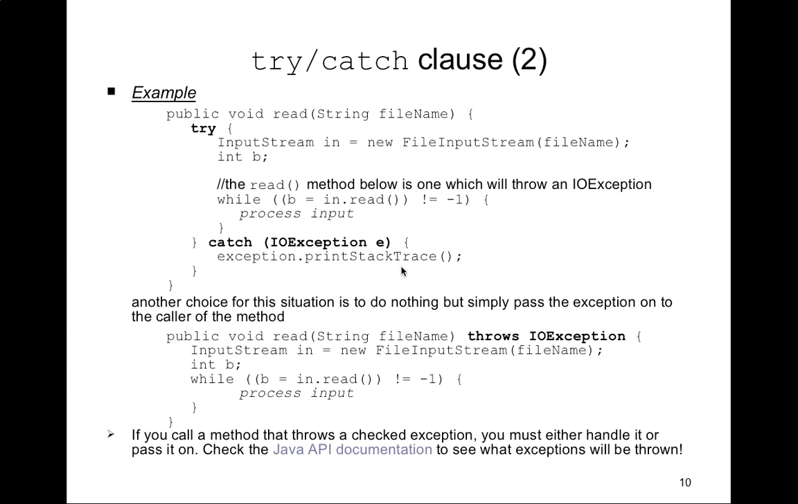So another choice for this particular situation, and this is the C++ kind of way of doing it, is putting the try in here, putting some code that's going to fail. This code's going to fail, it's going to catch this exception, and from this exception object we're going to print out the stack trace. Another choice is to do nothing, but simply pass the exception on to the caller of the method. So send it back to the method that called it. You're going to send it to the outer instead of dealing with it from the inner perspective.